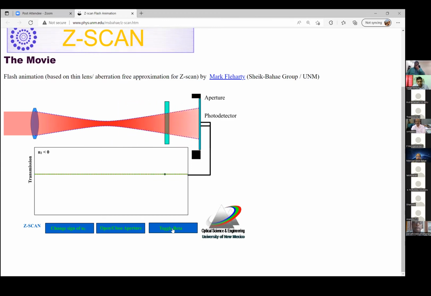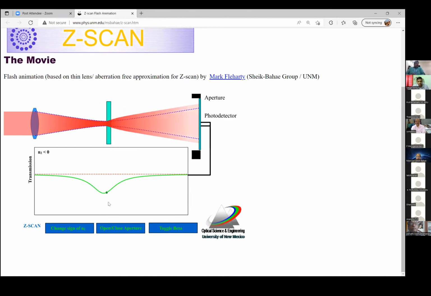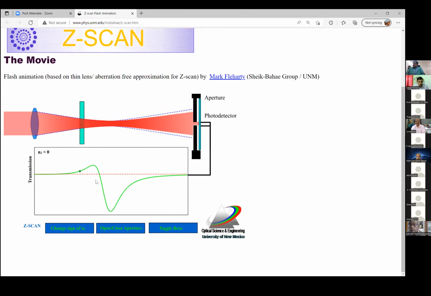But if you have a two-photon absorption, then as you scan the sample and go through the focus, at the focus you would have a very large absorption change that would result in a dip in the absorption. And of course, if you have saturation of absorption, it would be the other way, upward. So this is a positive beta being positive. Now, of course, if you do all of this at the same time, then you close the aperture, and your Z-scan trace looks like this.